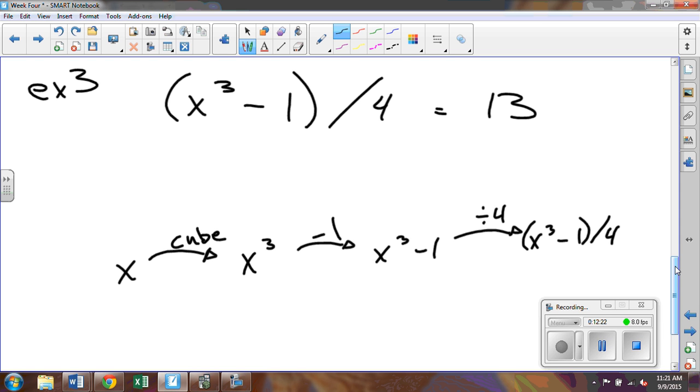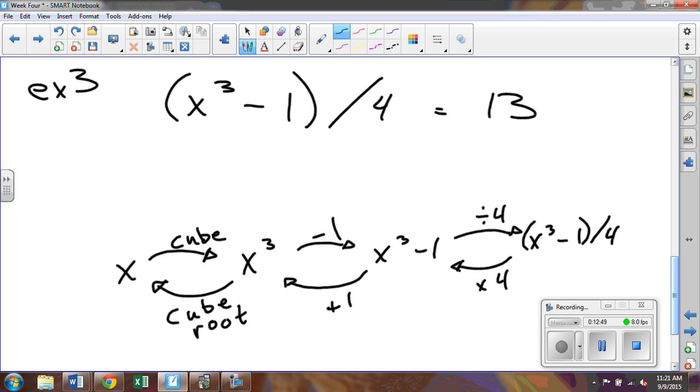What will we need to do to solve it? Use the reverse. Inverse operations, reverse order. To cancel out and undo divide by 4, multiply by 4. To undo subtract 1, you add 1. To undo a cube, you will need to take the cubed root. And so this tells us exactly what we need to do.